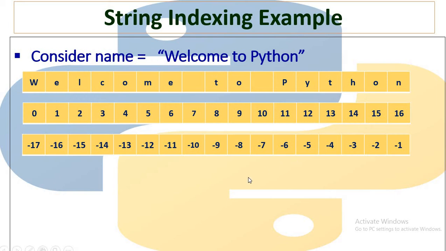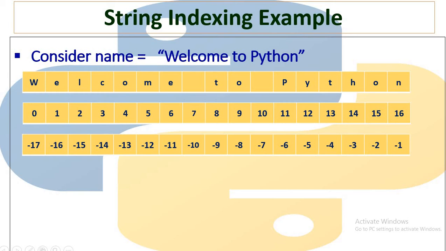Now how to print a character from that string? Suppose you want to print this C from the string. Welcome to Python. There is one character in this string, C, and you want to print this C from the string. So before printing this C, you need to know the position of this C.